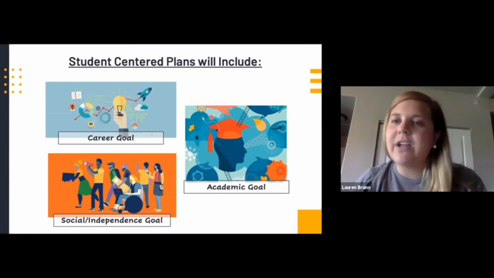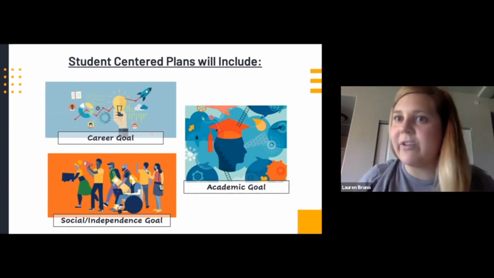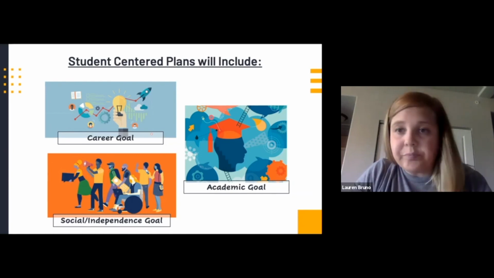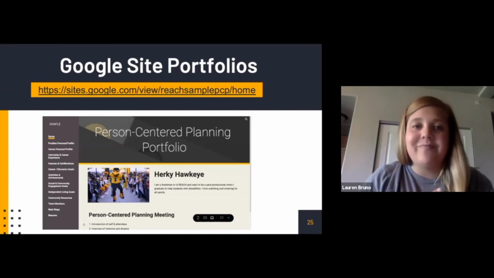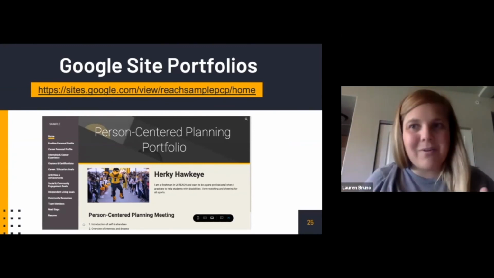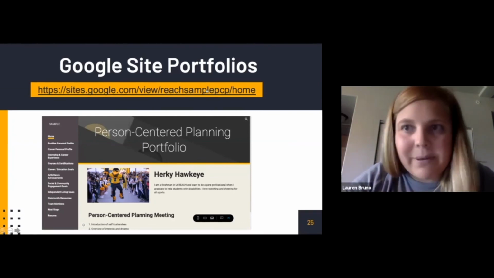And so there's the three main areas of UI Reach: career, social, independent living, and academic. And so those are the three areas where we will focus on supporting your goals as well. And so this is our tool. This is the way we're gonna house all the information. And so everyone will get their own website. So Bill, I'll let you explain it while I pull this up.